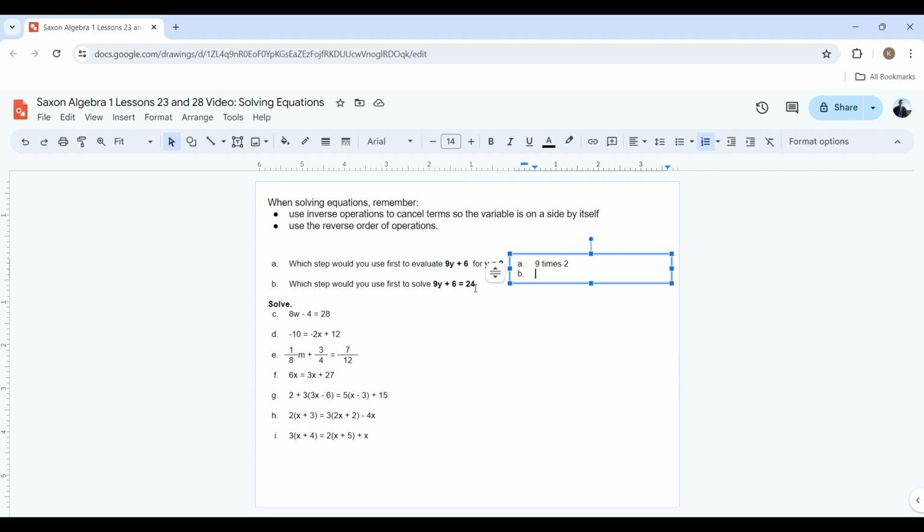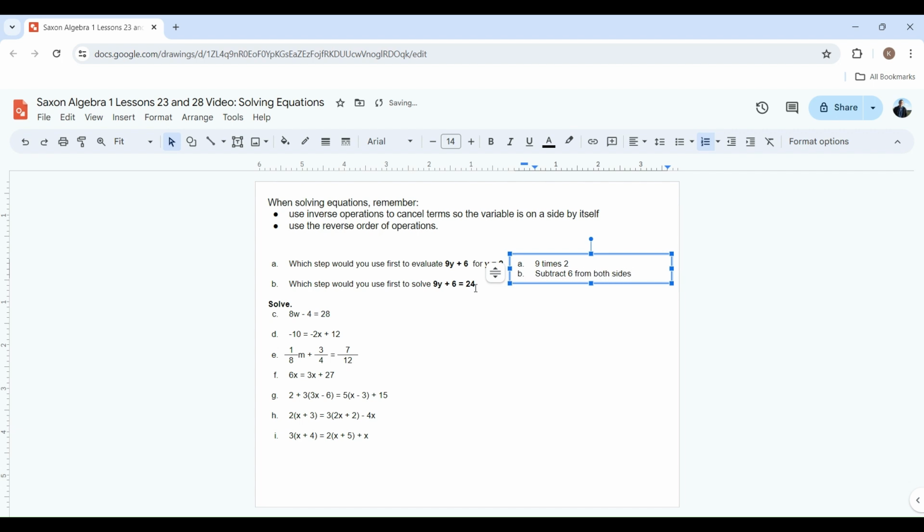Letter B, if I'm solving an equation, instead of starting with the beginning of order of operations, we're going to start with the end of order of operations. We're going to do reverse order. Which step would you use first when solving 9y plus 6 equals 24? Well, we're going to do the lowliest operation, subtraction. Subtract 6 from both sides.